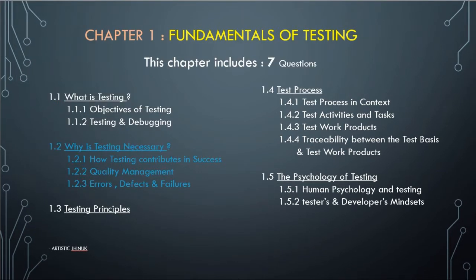The second topic is why is testing necessary. In this topic we will see whether testing is really necessary. Then we have subtopics such as how testing contributes to success, which tells how testing, if necessary, works for the success of a software or application. Then it comes to quality management: how we can manage quality, and how testing helps to increase the quality of a software. Then the third subtopic is errors, defects and failures. Here we will learn the definition of each of these terms and their differences.